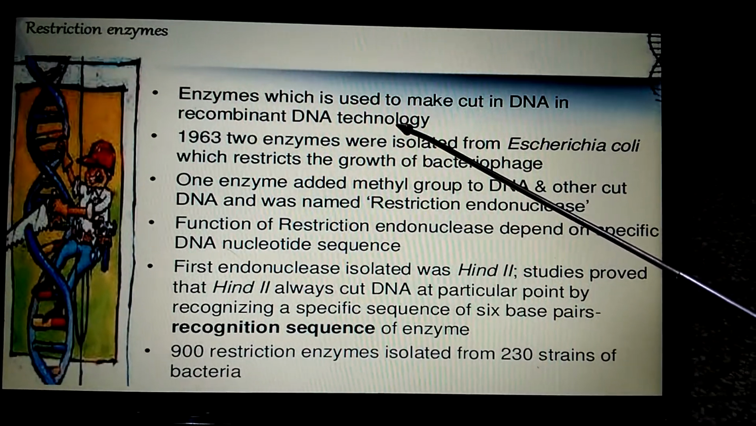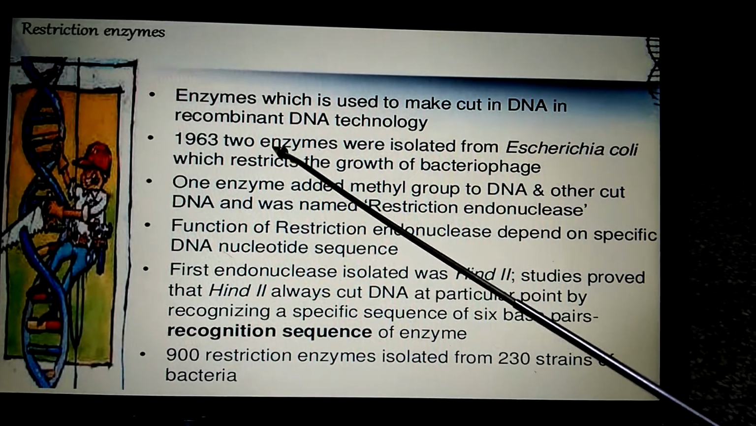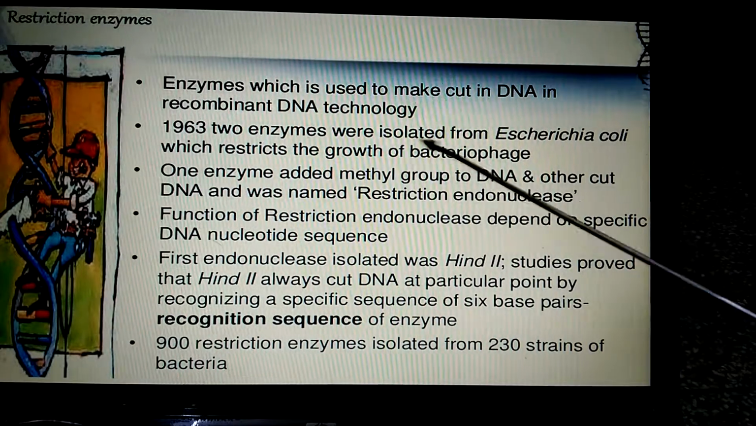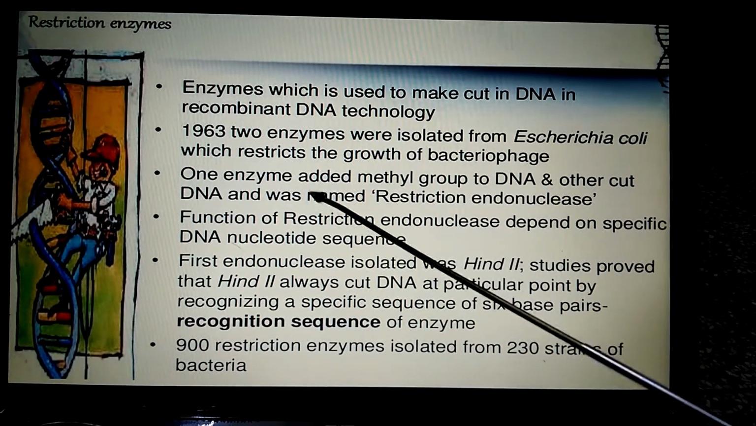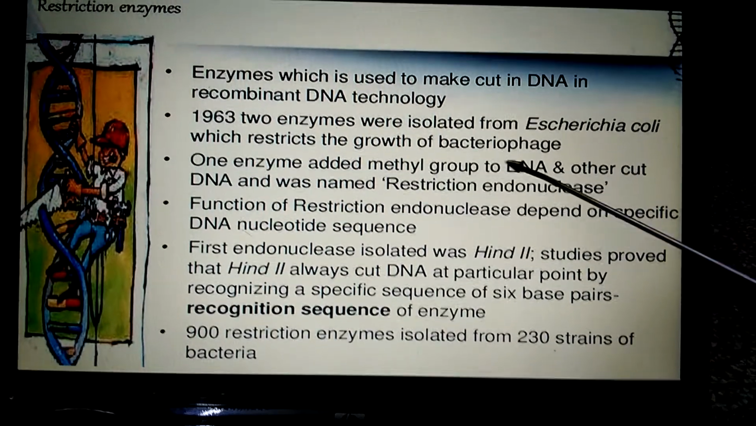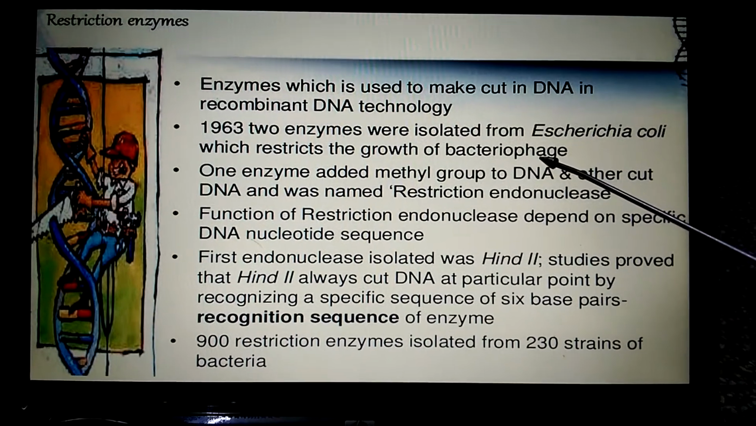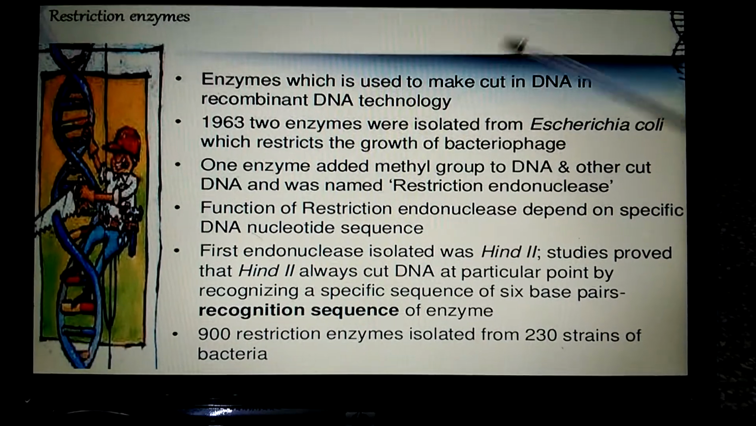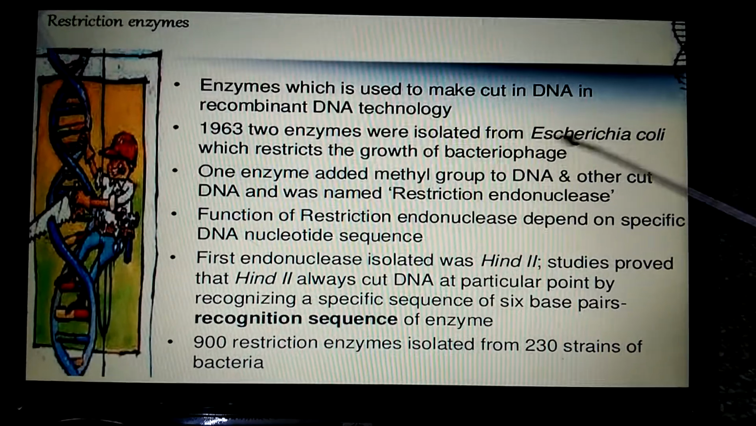In 1963, two enzymes were isolated from the bacteria E. coli, which restrict the growth of bacteriophages. What are bacteriophages? Bacteriophages are those viruses that infect bacteria or that feed on bacteria. So, two enzymes have been isolated from E.